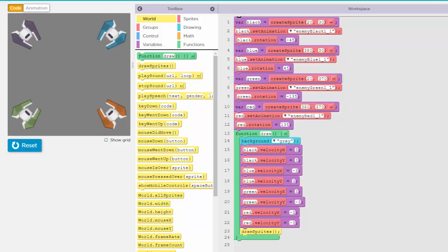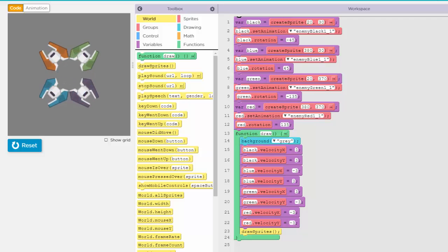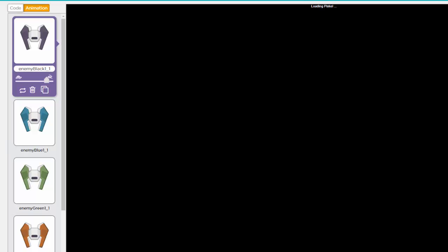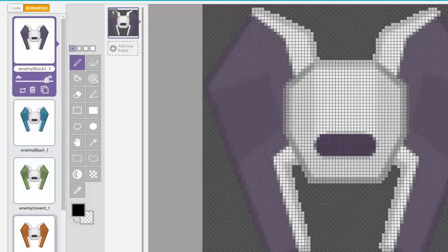All right, one more time. They all kind of start in a corner, and then they fly in a diagonal path, a diagonal manner. So real quick, for each one of the spaceships, it's the same kind of thing. Over here on the animation tab, there are my 4 different spaceships that I used.